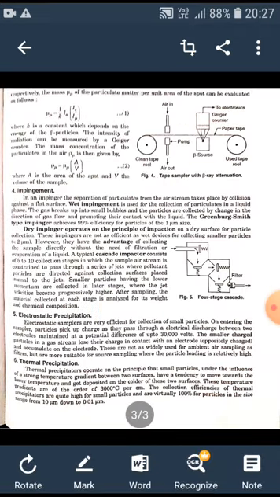Another method for collection of samples is known as the impingement. In an impinger, the separation of particulates from the air stream takes place by collision against a flat surface. Wet impingement is used for the collection of particulates in a liquid phase. The gas breaks up into small bubbles, and the particles are collected by change in the direction of gas flow and promoting their contact with the liquid.